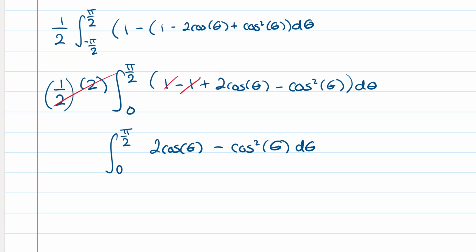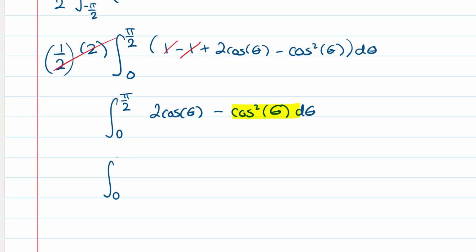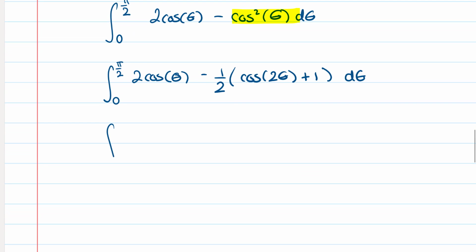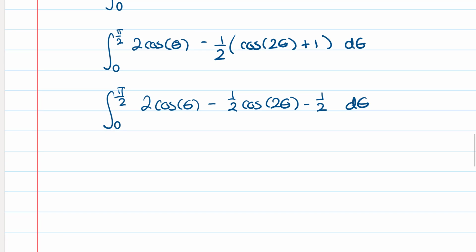So the next step is to go ahead and simplify this. We need to get rid of our cosine squared in order to integrate. So then it becomes the integral from 0 to pi over 2 of 2 cosine theta, using our double angle formula, minus 1/2 cosine 2 theta plus 1. And then we're just going to go ahead and simplify that a little bit. 0 to pi over 2 of 2 cosine theta minus 1/2 cosine 2 theta minus 1/2. And now we're all set to go ahead and integrate.